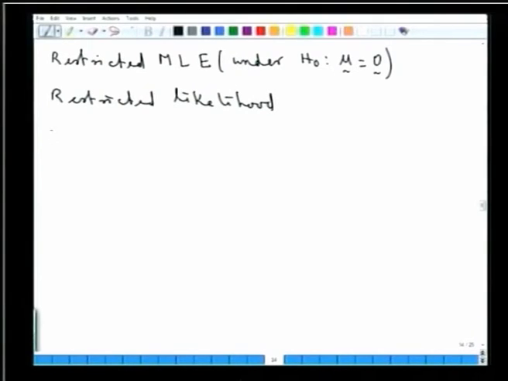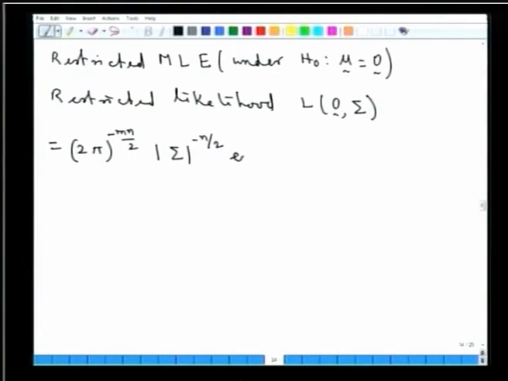The restricted likelihood would actually be L(0, sigma) given x. So this is going to be equal to the constant 2 pi to the power minus mn by 2, which remains as it is. Then we will have determinant of sigma to the power minus n by 2. We will have e to the power minus half trace of sigma inverse A. What I'll do is I'll take this minus half, this trace of sigma inverse A.